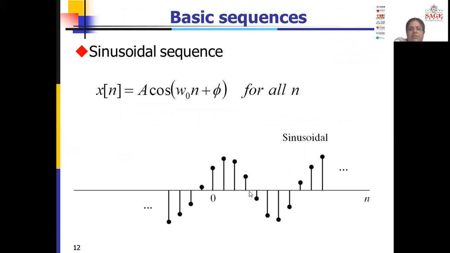Now the sinusoidal sequence, as we know, x[n] equals A cos(omega naught n plus phi). Phi is the delay. So by putting in different values of n, we can find the value of x[n]. And if we connect all these points, we find that it represents a sinusoidal sequence.